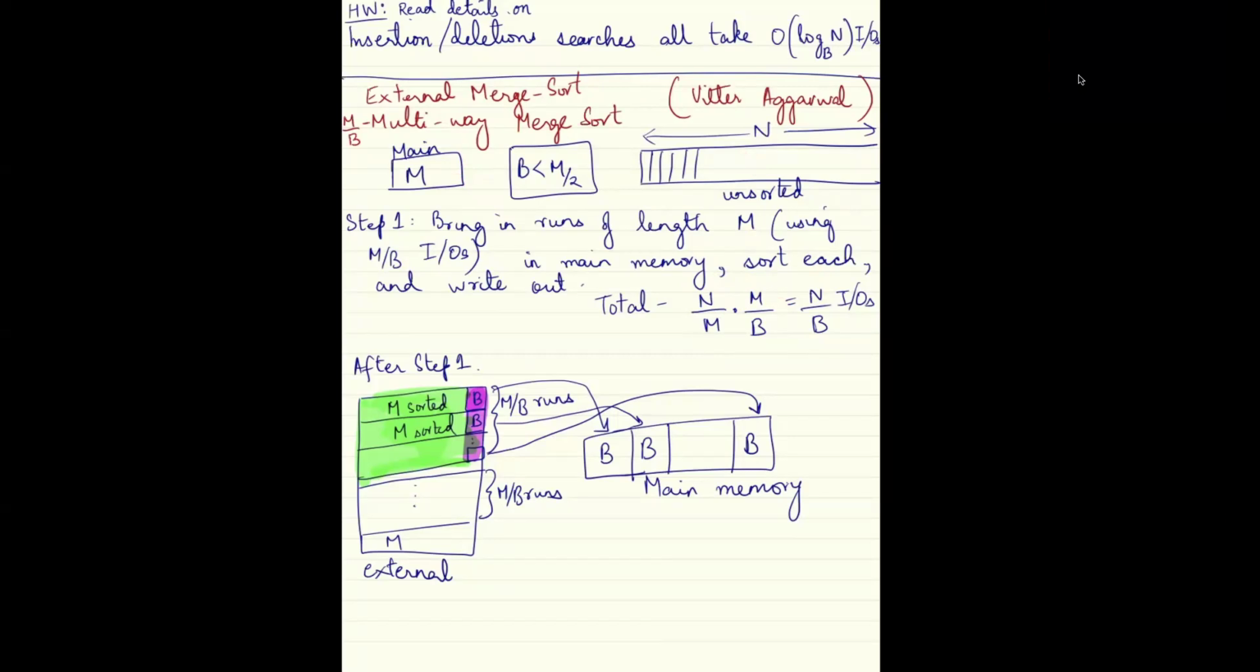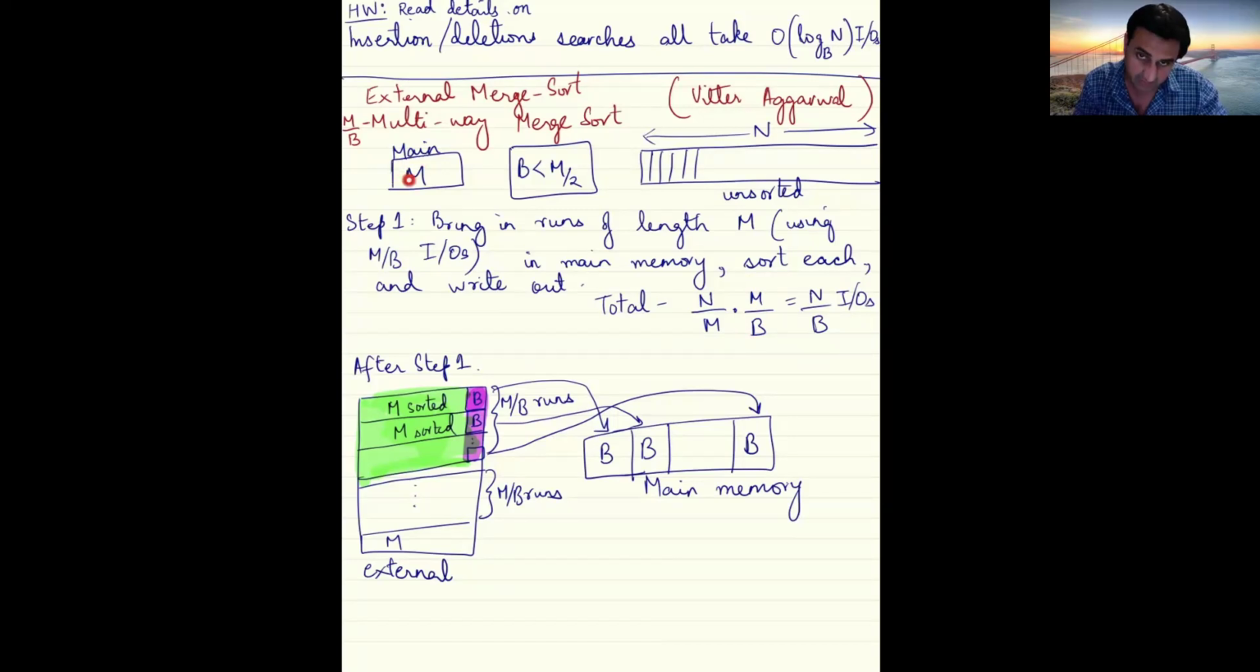Professor, I had a question. When you're taking in the chunk of size B, and you're doing that M over B times for each size M chunk, when you write it back, how do you get it so that the entire size M is sorted? Because that size M is bigger than size B, right?